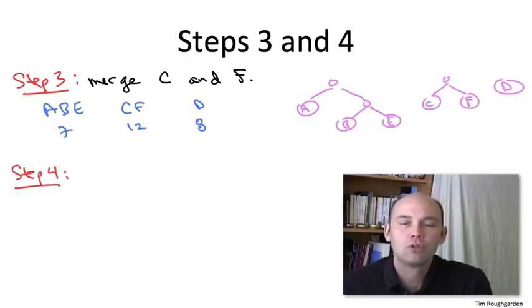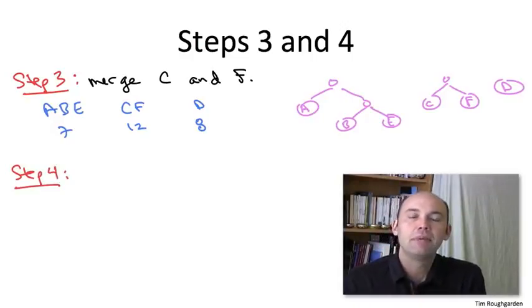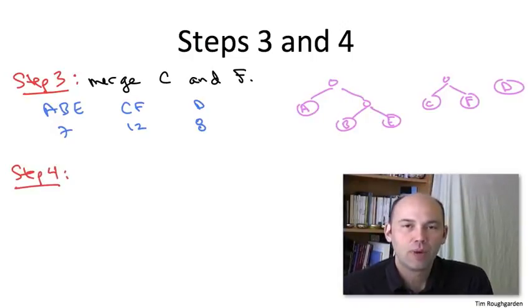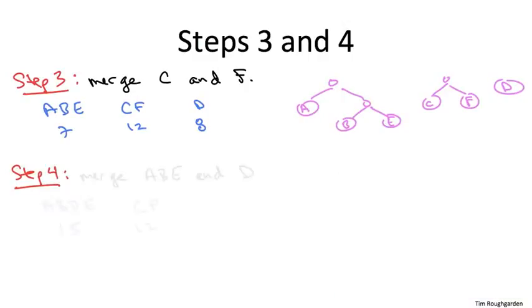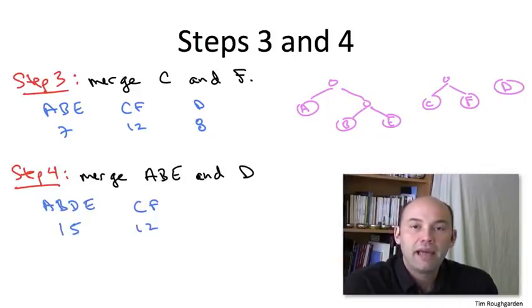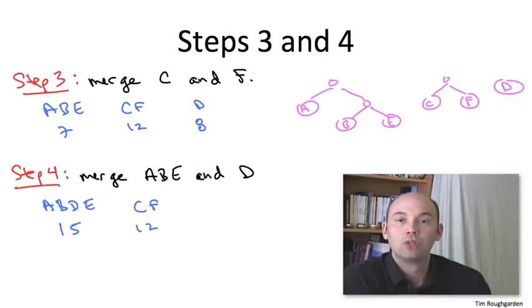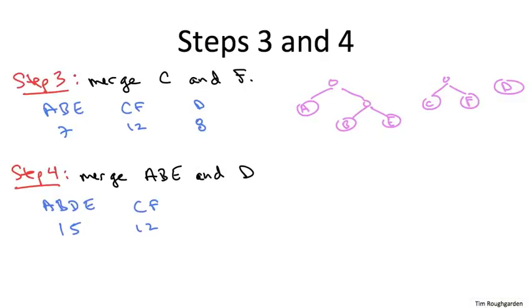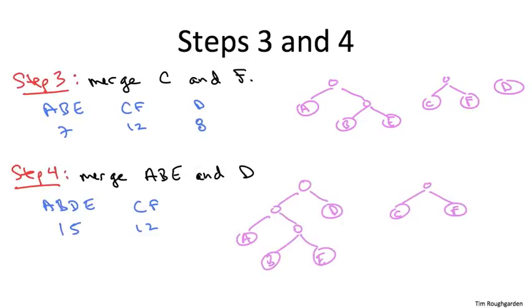In step 4, we merge the 2 symbols with the smallest weights. That would be ABE with its weight of 7 and D with its weight of 8. So this leaves us with only 2 symbols, ABDE and CF, and now we know what both of these subtrees of the root of the final tree are going to look like. Now that we're down to 2 symbols, the only thing we can do is fuse these 2 subtrees into a single one by uniting them under a common root. That gives us the following final output of Huffman's algorithm.